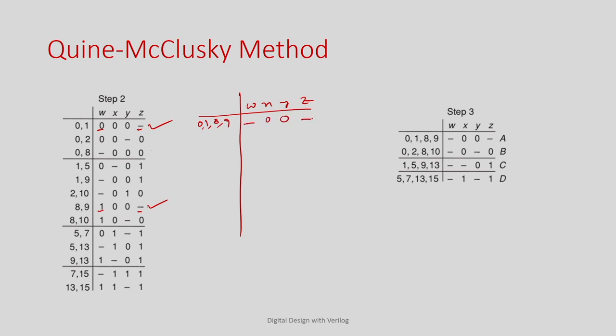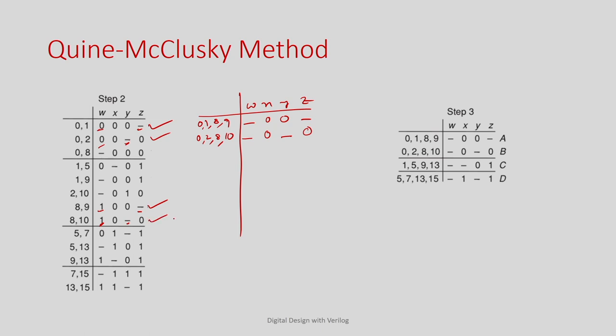Similarly, I will now check 0, 1 with 10. You cannot combine them, so I can just ignore it. Now, I will take 0, 2. This can only be combined with 8, 10 because they have the dash in the same position. I will check whether they differ by a single bit. Yes, they differ by a single bit, this and this. So, 0, 2, 8, 10 comes out as this dash, then 0, then dash and then 0. This way 2 and 8 is also grouped.